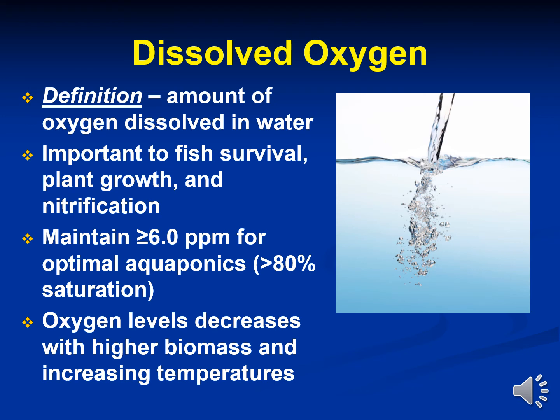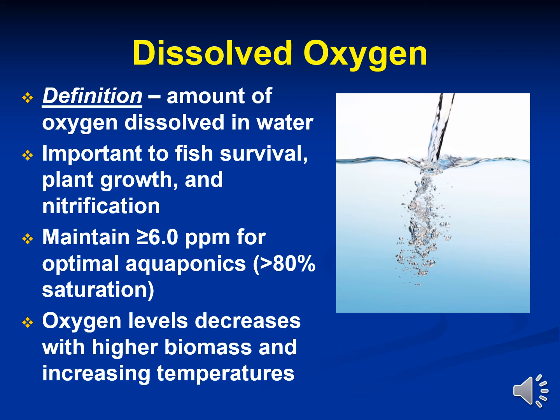Dissolved oxygen, or DO, is the amount of oxygen dissolved in water. Fish and plant roots need adequate oxygen. Also, the bacteria that cycles the nitrification process need adequate oxygen. It is measured as parts per million, ppm, or percent saturation. Make sure the DO is at least 6 parts per million or 80% saturation.